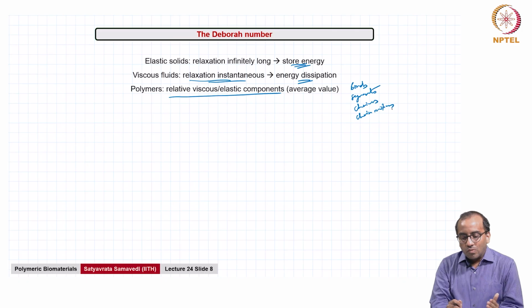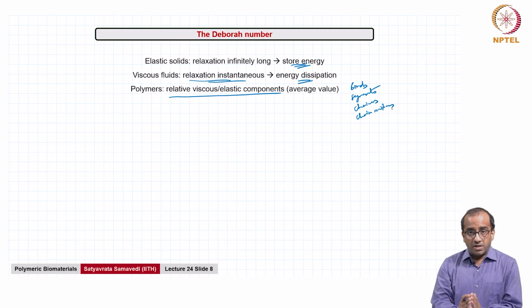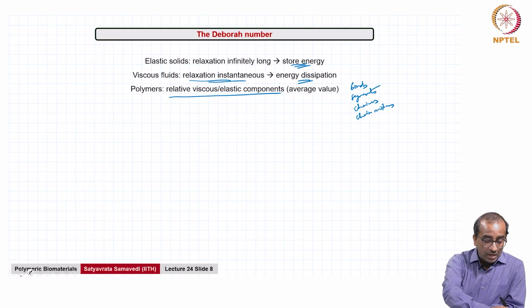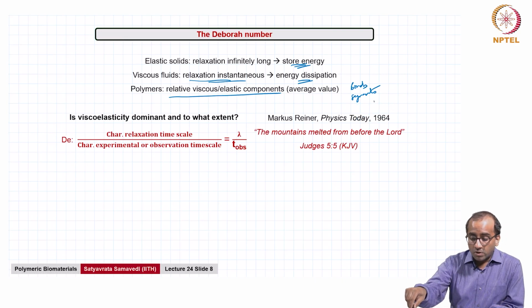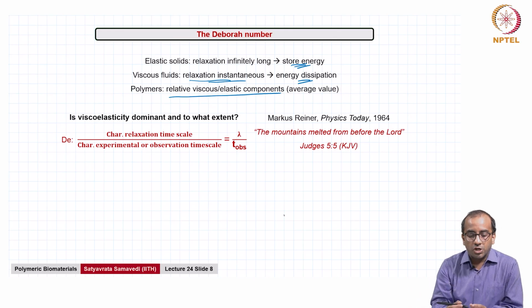Now, based on what we have said, this should be pretty clear. What we want to be able to do is ask, in the time frame that I am interested in, or in the time frame of the experiment, or the time frame in which I am observing the material, is relaxation dominant or not, right? So in other words, in comparison to the time scale of observation or the time scale of the experiment, what is the time scale of relaxation? And that can be quantified beautifully by this idea of a Deborah number.